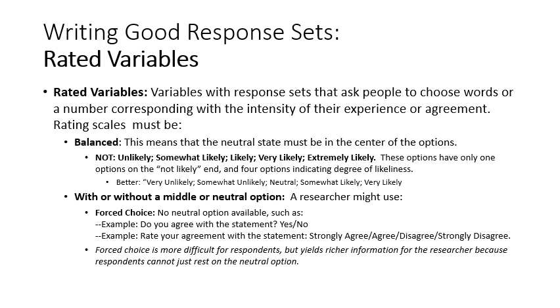So what's in the second bullet point here is the way I tend to go myself. And the reason I like it is because it kind of pushes people. Most of the time people lean one way or the other, and even if it's just very slight, it's helpful information for the researcher to know what that leaning is. I wrote here, forced choice is more difficult for respondents but yields richer information for the researcher because respondents cannot just rest on the neutral option. And of course, forced choice can also be simple yes/no questions.